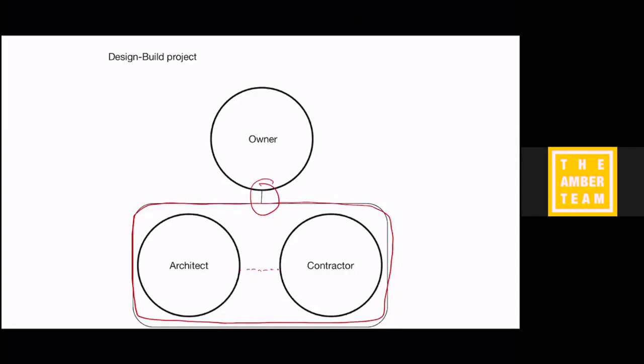So if there's a dispute about how something was drawn in an incomplete way, and things are always drawn in big projects in an incomplete way. It's impossible to get it perfect.